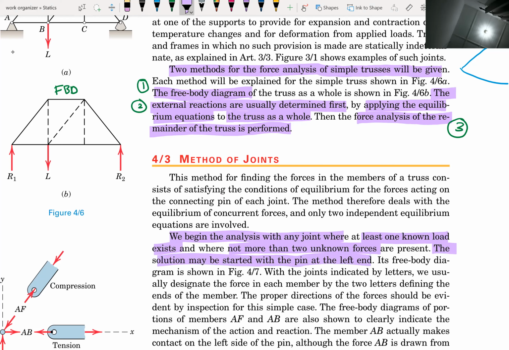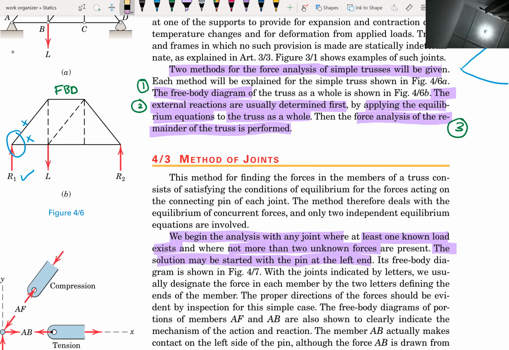So here we have R1. We have a choice to do either here or here. Here we know the load, and we have two unknown forces here and two unknown forces here as well. Then we can choose from the left, so we go for the left one.